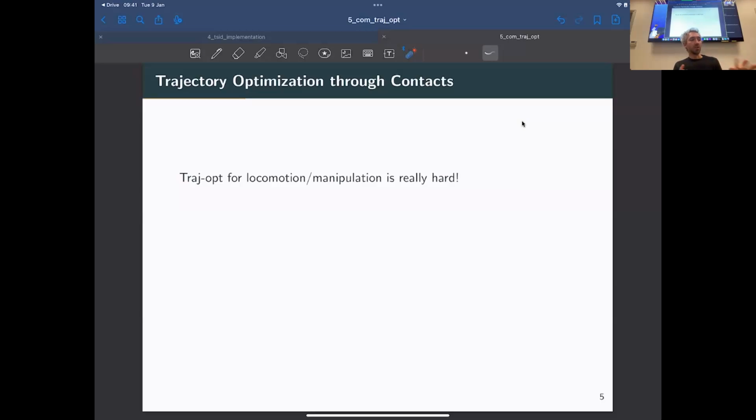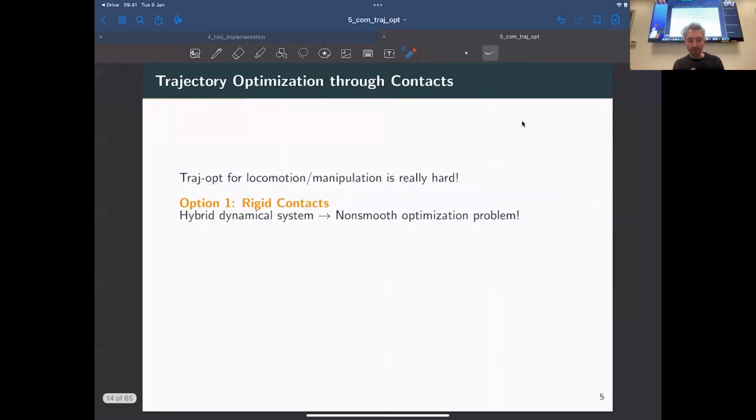And in manipulation, it's the same. If you want to manipulate an object, you need to make contact with your fingertips. But then typically to do some fine manipulation, these contacts are broken and made several times through the motion. So making and breaking contacts is very difficult, because these contacts are typically rigid, because the ground is rigid and objects are most of the time rigid.